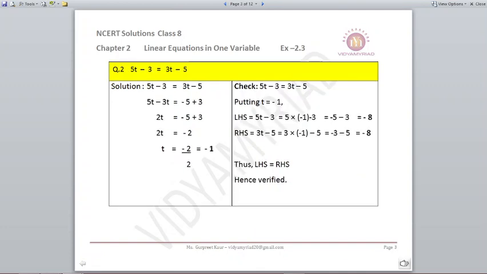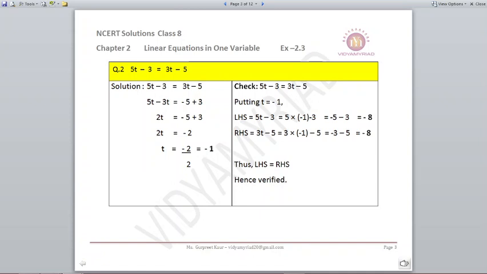Question number 2. 5t minus 3 is equal to 3t minus 5. Now you have variable and number on both the sides. Bring the variable on one side and number on the other side as per the rule like I have taught you. So here what I have done is I have brought 3t on my left hand side with the 5t and minus 3 I have taken on my right hand side, so it becomes plus 5. So the equation is 5t minus 3t which is equal to minus 5 plus 3, which comes out to be 2t is equal to minus 2, t comes out to be minus 1.